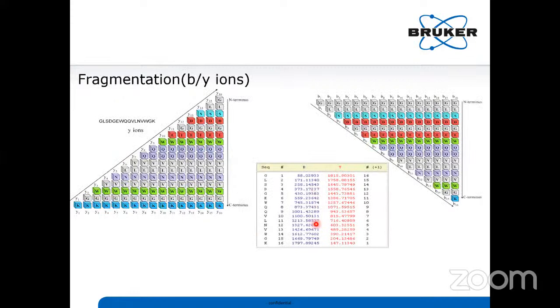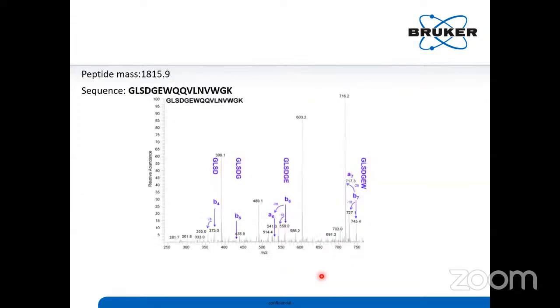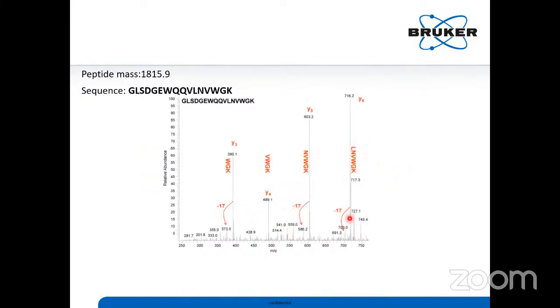As a table form, you can see here sequence from GL to B ions and Y ions. As a spectra, you can see here GLSD is a B4, GLSDG is a B5. Like it will continue until 16. B16 will continue. Same spectra in reverse, you can observe Y ions also. Y3, WGK, we have to call it as a KGW, KGWV, like this. In C terminal to N terminal also, you will confirm it.